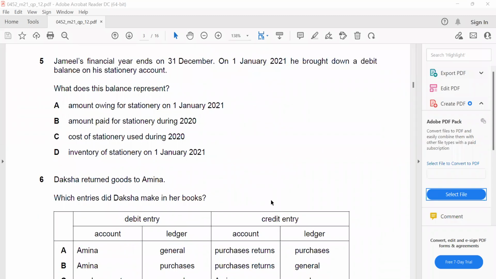Okay, question 5. Jamil's financial year ended on 31st December. On 1st January 2021, he brought down a debit balance on his stationery account. There is a debit balance sitting in here. What does the balance represent? Amount owing for the stationery? A debit balance is an asset. So an asset is owned.